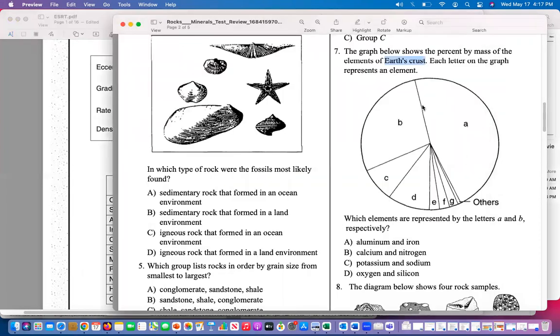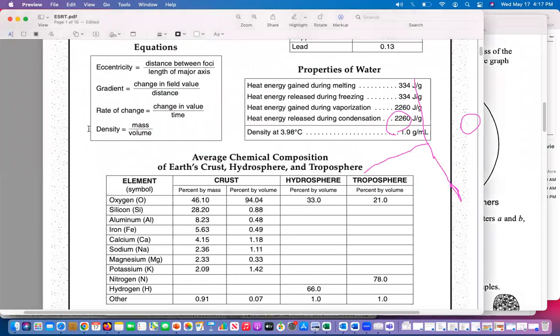So when I'm looking at A, it looks like it is almost 50%, close to 50% filled in. And B looks to be a little greater than a quarter. But one thing I do know, A and B make up a large majority of the Earth's crust. So I'm going to look on page 1 and see which two elements make up a large part of the Earth's crust by mass.